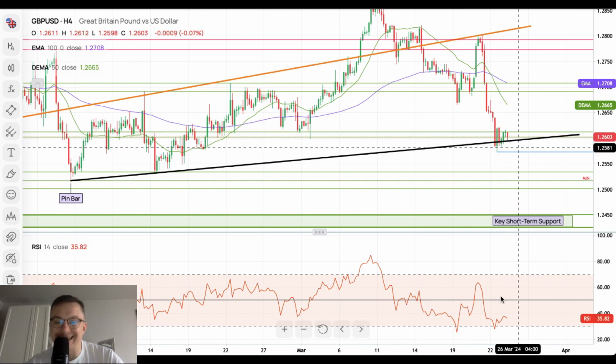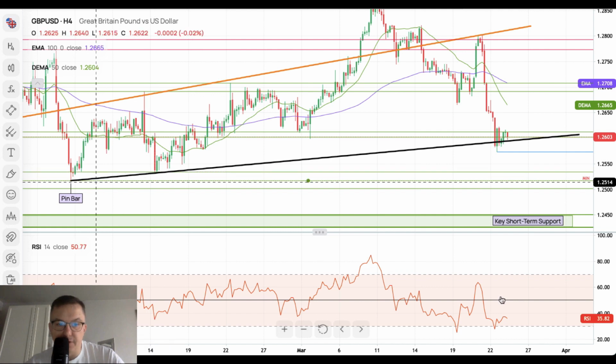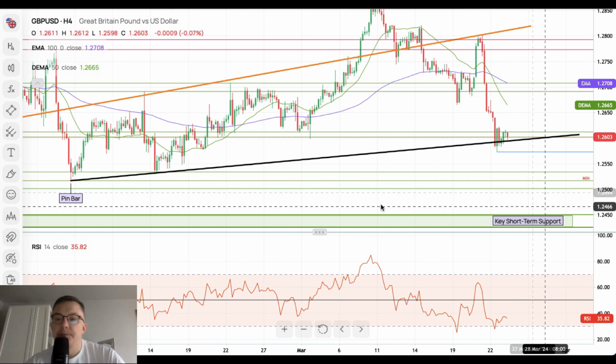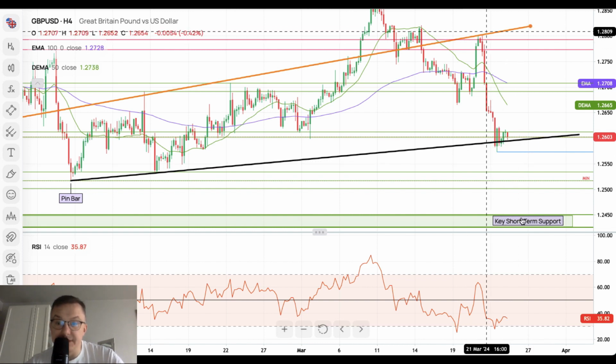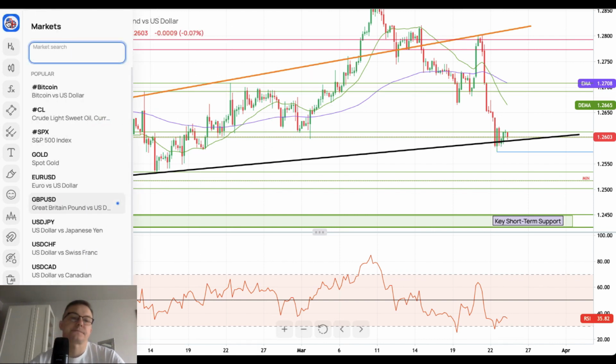If we extend the drop towards 1.2535, 1.2518, and the swing low at 1.2499, and we break below, then key short-term support is next for the bears to test. And with this kind of momentum to the downside, it's quite possible we will get there.